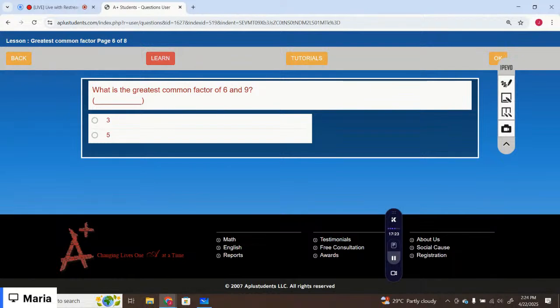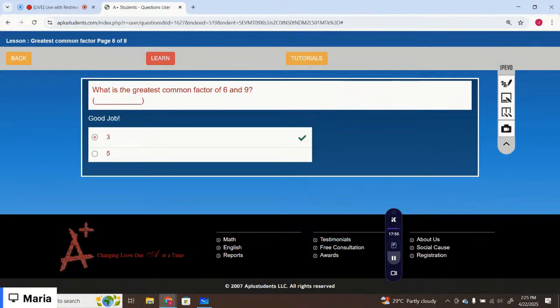What is the greatest common factor of 6 and 9? The greatest common factor for 6 and 9 is 3. Option number 1 is the correct option. 3 is the number that can completely divide 6 and 9.